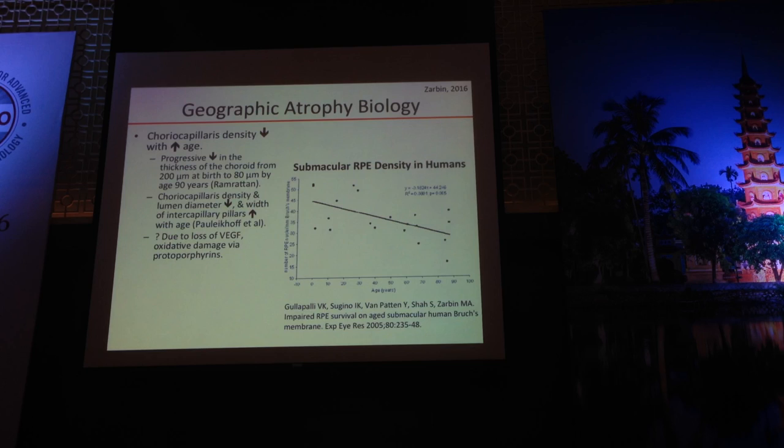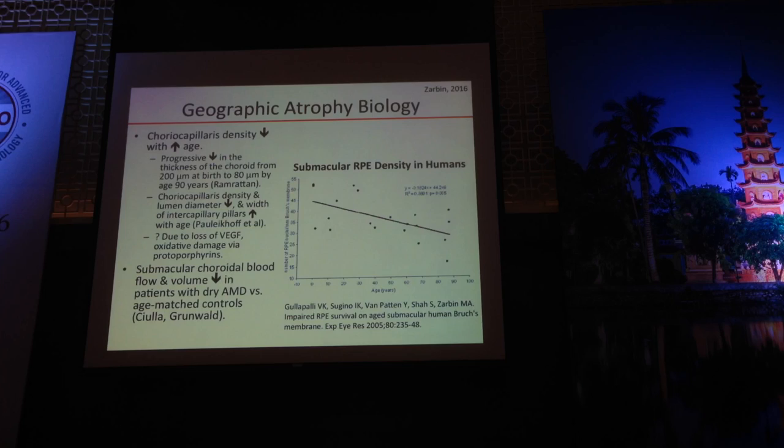Why does this occur? It could be due to the loss of vascular endothelial growth factor associated with the death of the RPE cells. On the right, you can see a plot of the RPE cell density as a function of time in human eyes. And you can see that we're losing RPE cells as we grow older. And of course, in patients with age-related macular degeneration, in living patients, it's been documented that there's decreased choroidal blood flow.